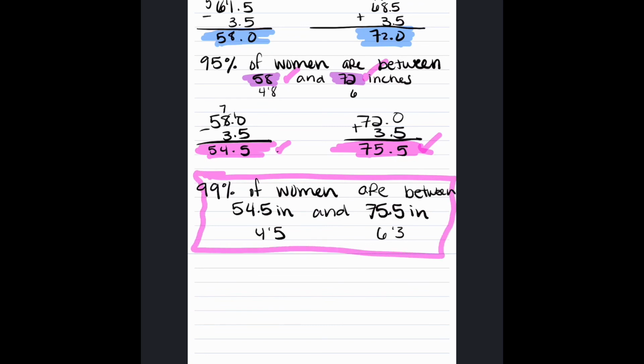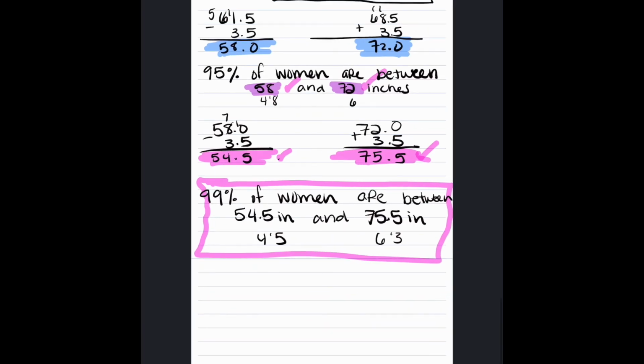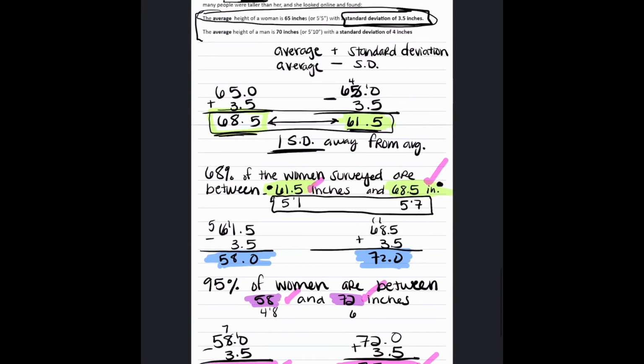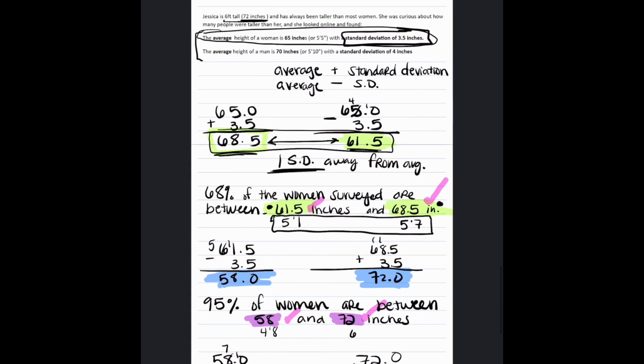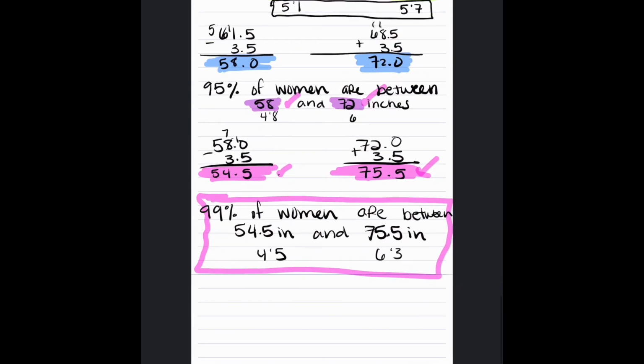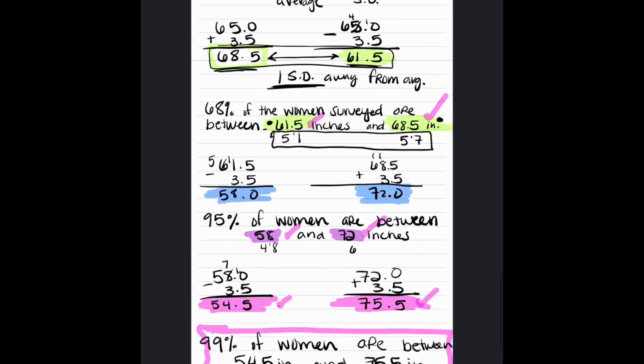Again, that makes sense within the context of the problem. What you're going to be asked to do next is to do the same process, but for the men's height. So remember, you just start with the average, add or subtract that standard deviation, and then you just go from there. You can come back and check out this video if you want to do it at the same time.